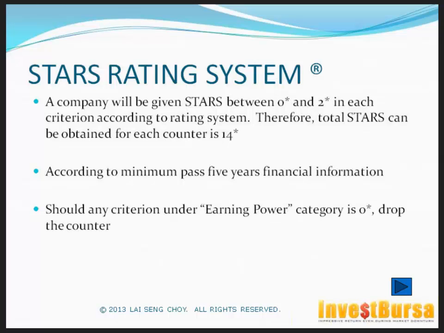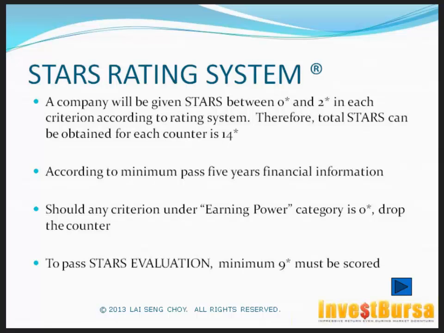Should any criterion under the earning power, meaning the sales trend, net profit trend, and net profit margin, score 0 star, you might consider dropping the counter. Don't waste your time, and save your time for those more quality counters that you have not explored yet. To pass my STARS evaluation system, a minimum of 9 stars must be scored.